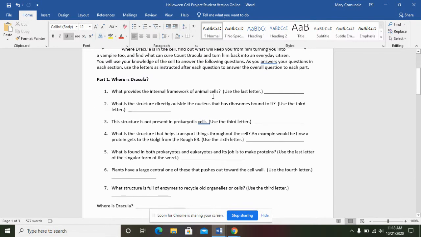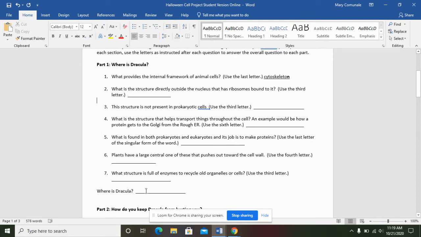What provides the internal framework of animal cells? So you can either go through, these are all going to be different types of organelles or things that we would have talked about in those notes. Internal framework normally is some type of a skeleton. And if we're talking about a cell's skeleton, that is a cytoskeleton. And it says use the last letter. So whenever I'm talking about that, I'm just going to bold that letter there. That is going to be the first letter for my clue here of where is Dracula. So I'm going to put an N down there.